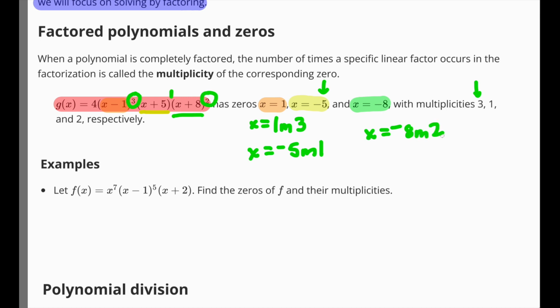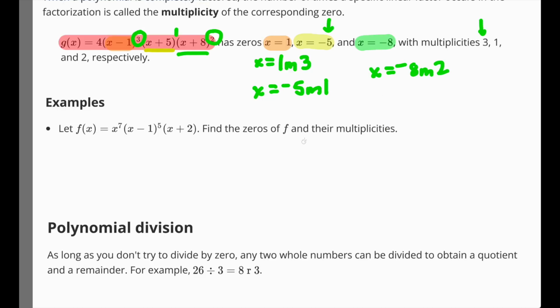So multiplicities basically are just stating how many times does that factor show up? What is the power wherever that zero is when it's in factored form? So if you notice, the 3, the 1, and the 2 are just the exponents for the factored form of the equation. The next thing is an actual example where it says find the zeros and their multiplicity. So we're going to do that now. First thing that I would want you to find is the zero here, which is just going to be x equals 0.